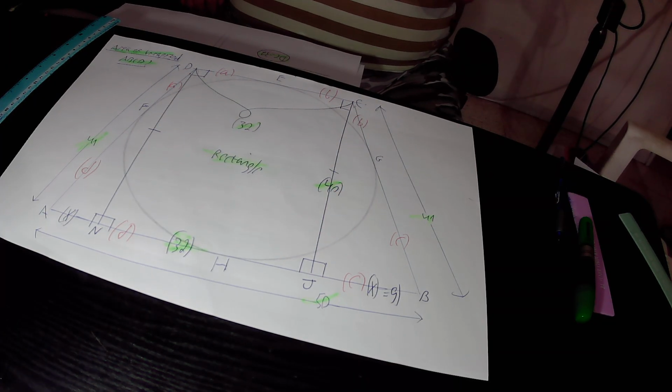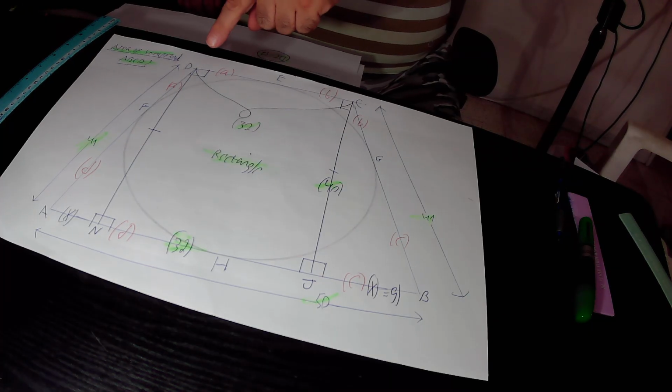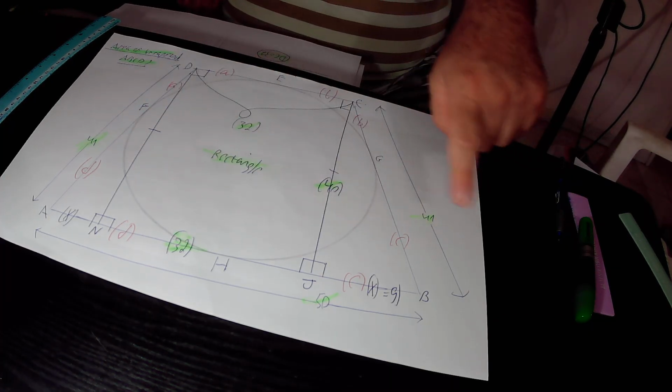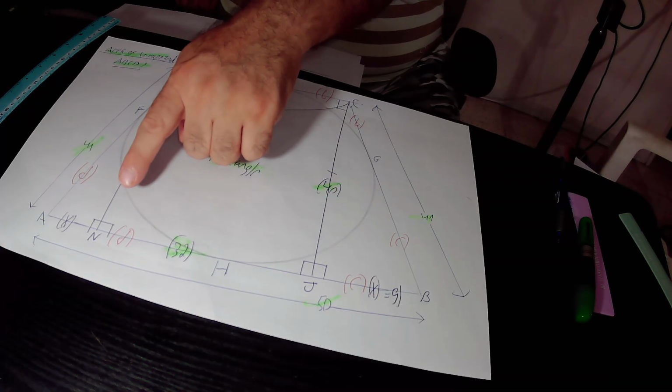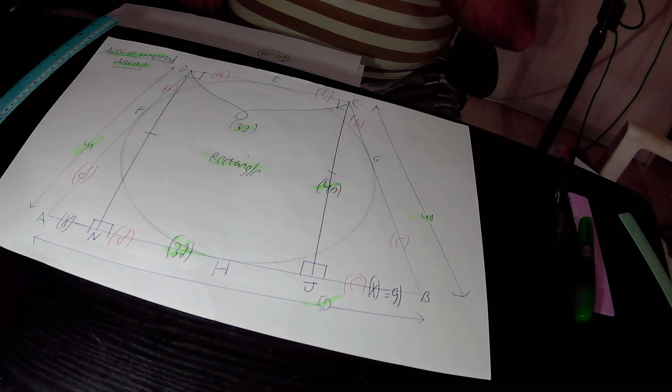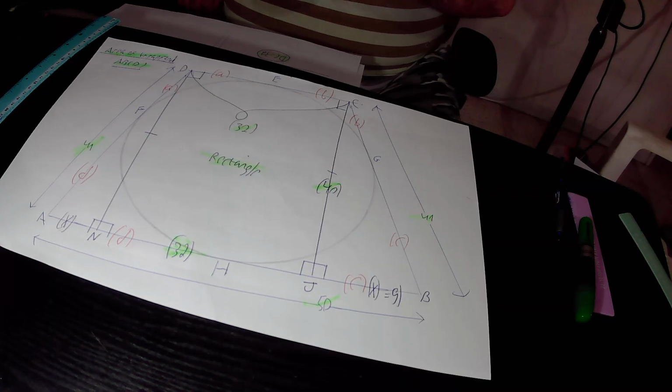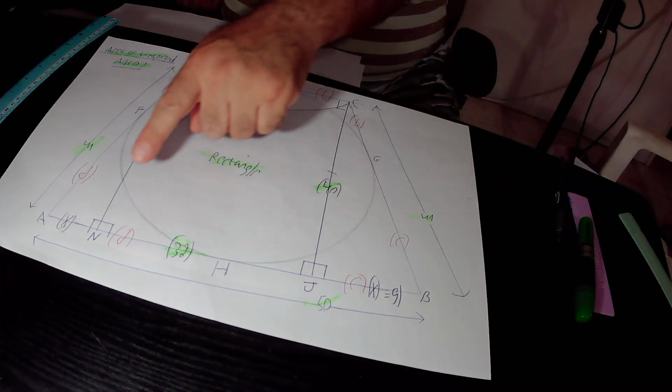We did another construction: from point D we drew a perpendicular on AB. So this angle equals 90 degrees and this angle also equals 90 degrees according to our construction. We define the point where the perpendicular from point D meets AB. This point is point M.